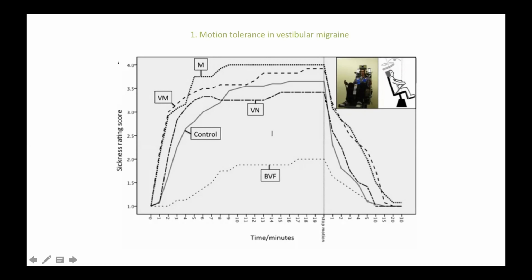And if we look at the recovery, we can see that the bilateral vestibular failure patients recover the quickest, but the migraine and the vestibular migraine patients took longer to recover, on average around 15 to 20 minutes to start to recover back to baseline levels. And that's despite the fact that the vestibular migraine and migraine patients were rotating for a shorter duration compared to the bilateral vestibular failure patients.